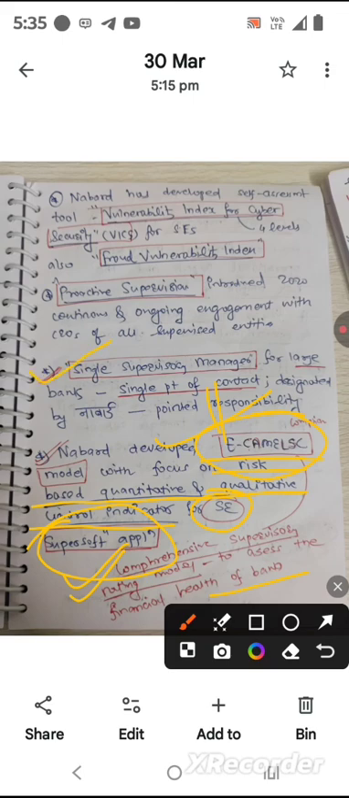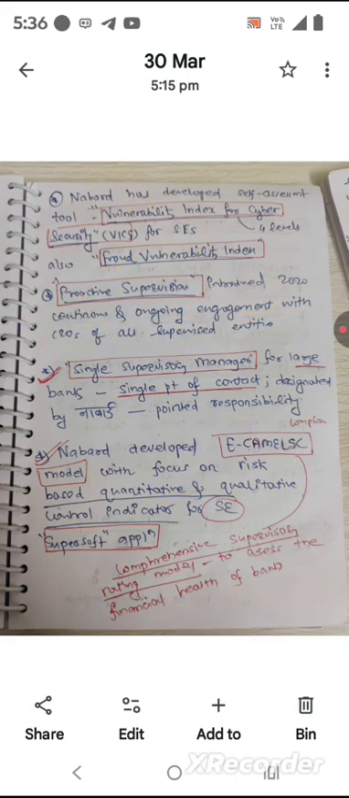Then further, there is a single supervisory manager for large banks, where NABARD generally designates a manager as the single supervisory manager for the large bank. So that is a single point of contact for supervision purposes, and it also enhances the point of responsibility. Then proactive supervision was introduced in 2020 for continuous and ongoing engagement with the CEOs of all supervised entities. Then NABARD also developed several tools such as a vulnerability index for cybersecurity and a fraud vulnerability index. NABARD developed such an index and promoted competitive federalism, so that banks at the bottom of the ladder in the vulnerability index should do more to reduce their vulnerability to cyber attacks and to frauds and misappropriation.